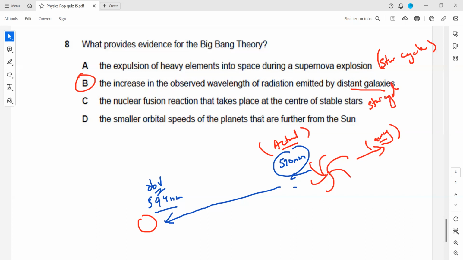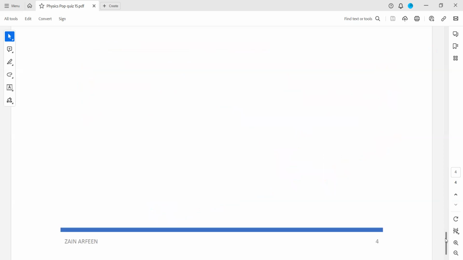Smaller orbital speed of planets that are further from the Sun. That is related to gravitational field strength or the formation of the solar system, but it does not explain the idea of the Big Bang. This is correct, but not explaining the idea of the Big Bang. So this was the pop quiz, which was related to space physics questions.